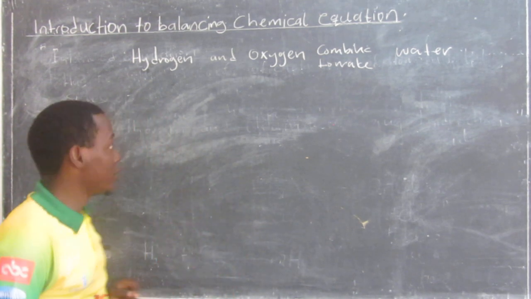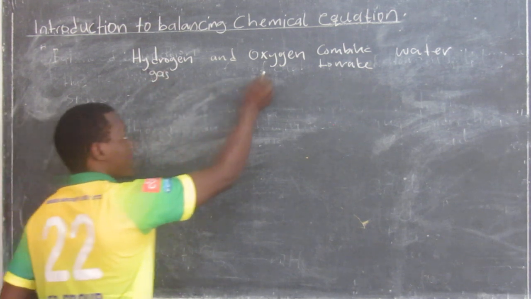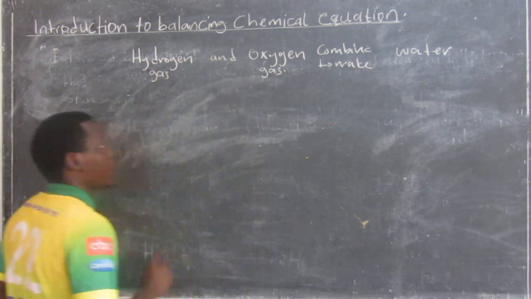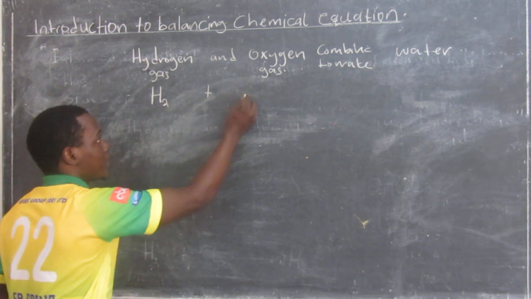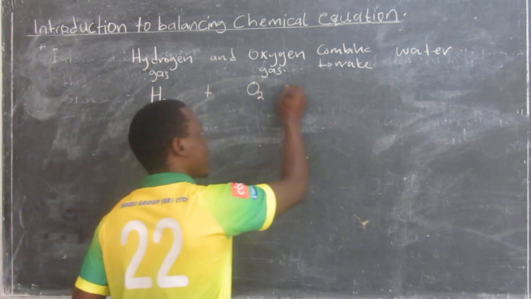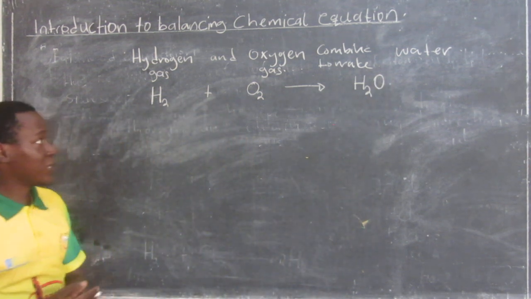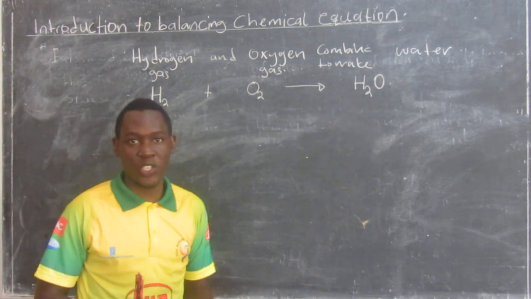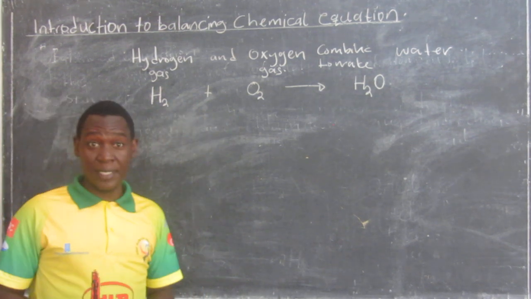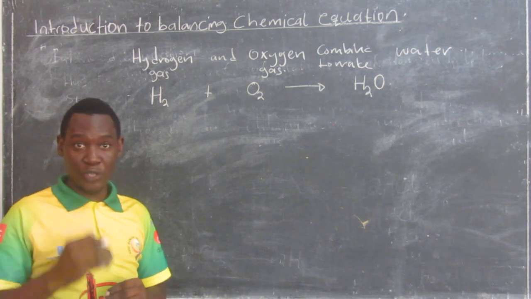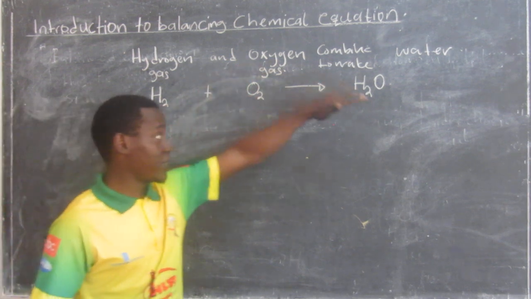Is it okay? Yes. Look, the formula of hydrogen gas, it has to be gas: hydrogen gas and oxygen gas. It's going to be hydrogen H2 plus oxygen gas O2 giving us water. Since I want to make my equation very basic, I won't put the states of matter in this case. We shall put the states of matter when we proceed with further examples.